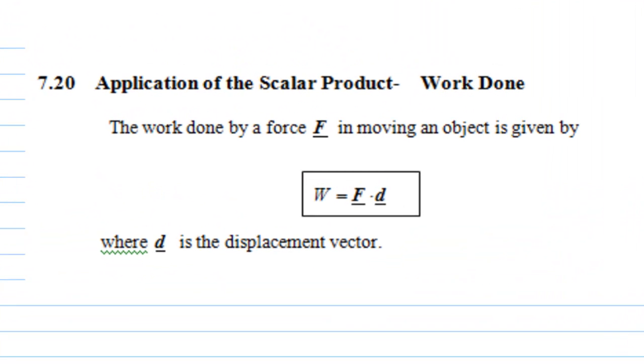One of the applications of the scalar product is to compute the work done by a force. The work done by a force F in moving an object is given by W, the work done, equal to F dot D, where D is the displacement vector. How do we make use of this? Let's look at one example.